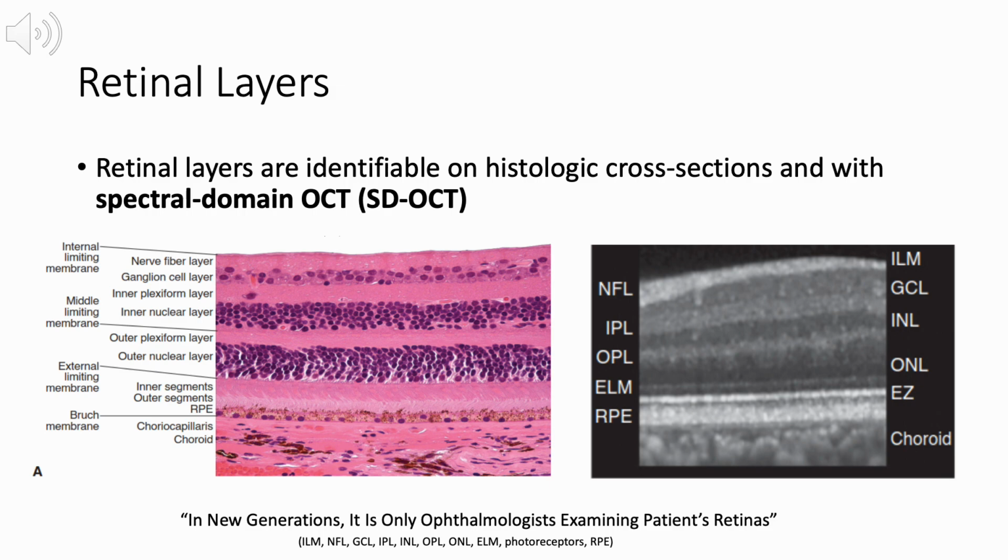A mnemonic to help you remember these layers is, "In new generations, it is only ophthalmologists examining patients' retinas," which stands for ILM, NFL, GCL, IPL, INL, OPL, ONL, ELM, photoreceptors, and RPE. Just remember, plexiform layers come before nuclear layers.